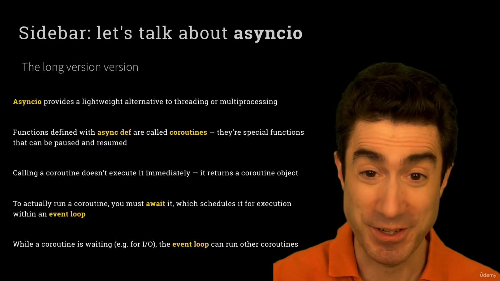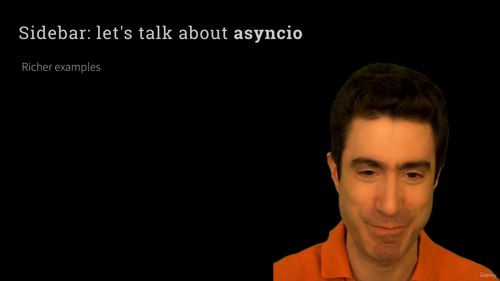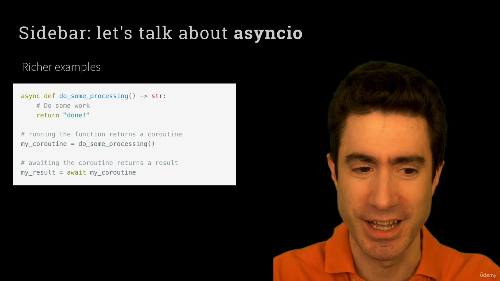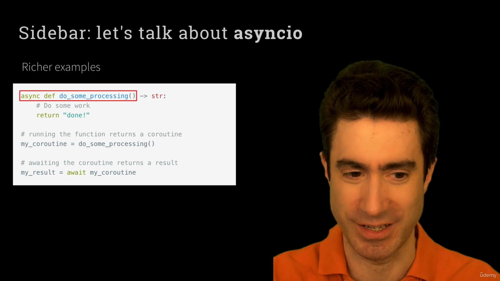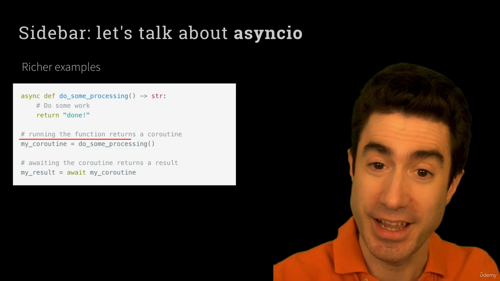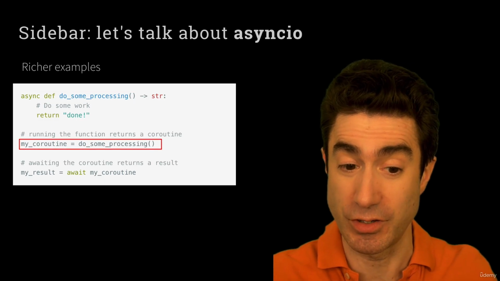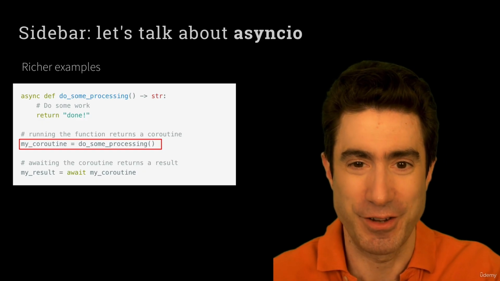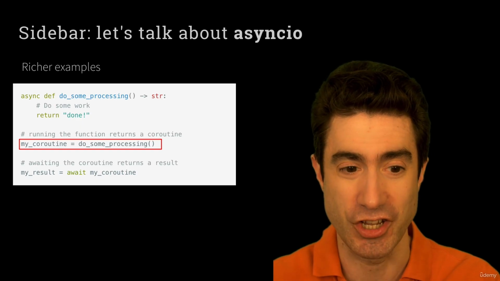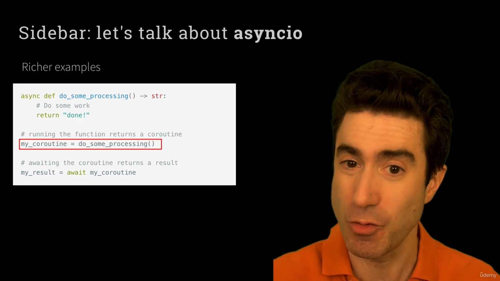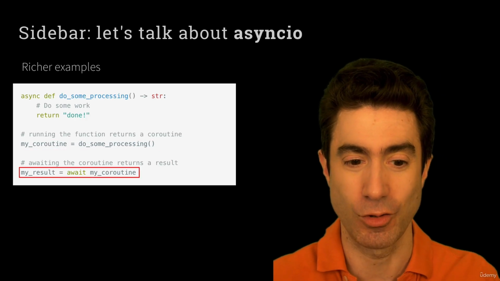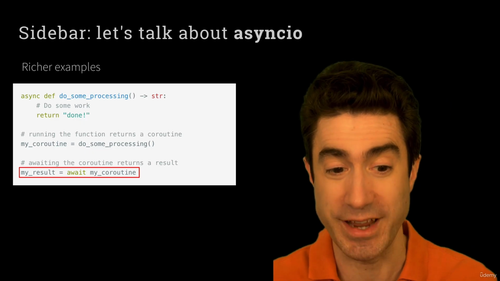And so just to beat this one to death, I'll give you a couple more examples, and then hopefully you've really got this. So look at this again. This is back to the async def do some processing. It's going to do some work, and then it's going to return the string done. If I just say my coroutine equals do some processing, you might, if you didn't know already about this, think that will run do some processing, but of course it will not. It will return a coroutine object, and that's what will go into the variable my coroutine. In order to actually run it, you have to call await. So you'd say my result equals await my coroutine.